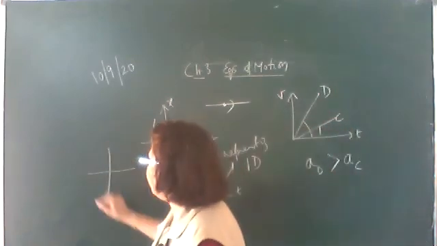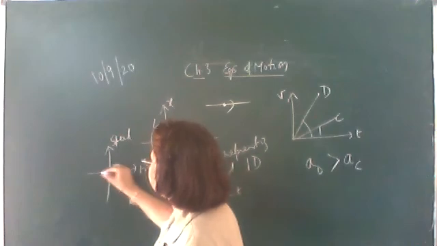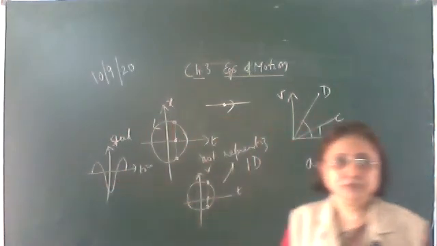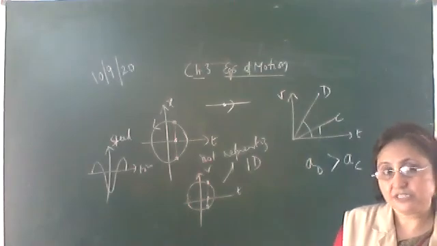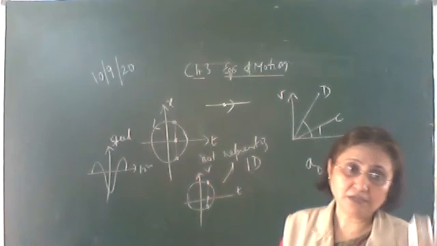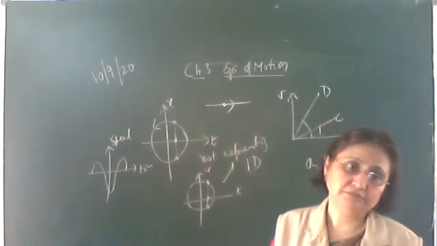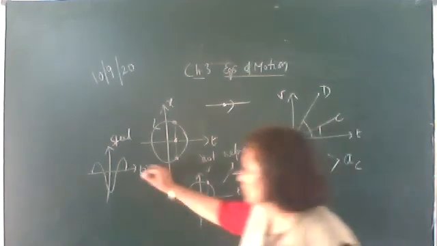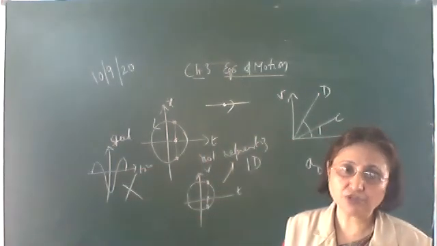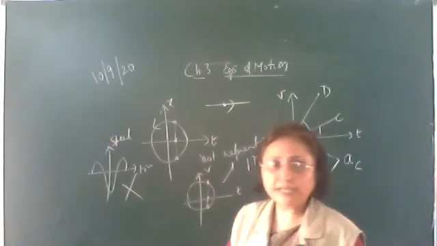Okay, is this graph possible if it is plotted between speed and time? Is this graph possible? See, specifically it is written speed. Speed can never be negative. So this graph is not possible. Okay, this graph is also not possible. Why? Because the speed can never be negative.